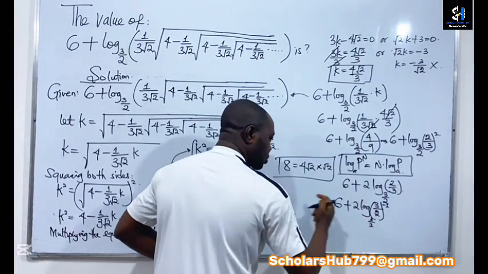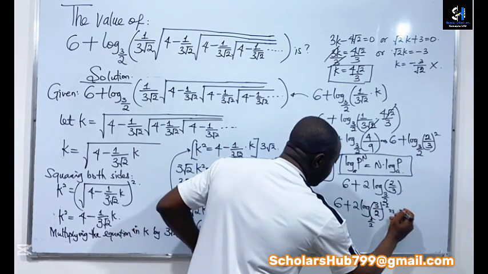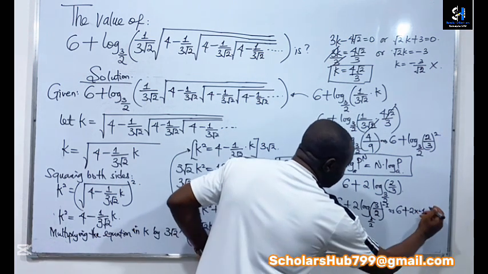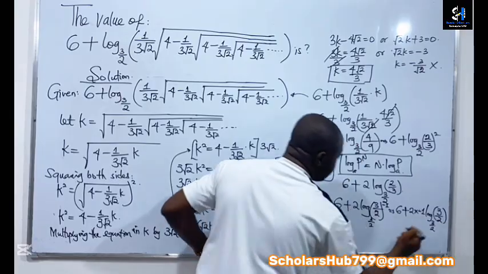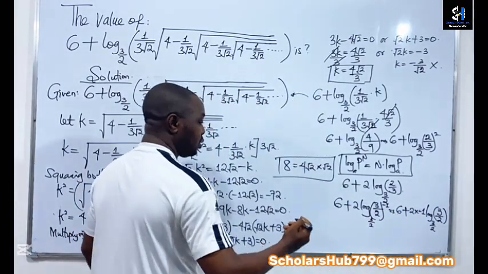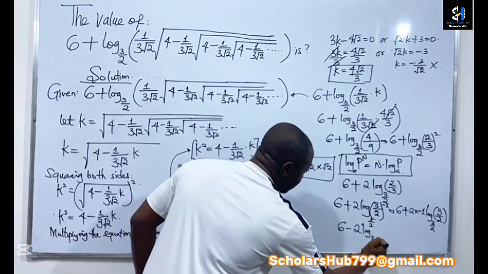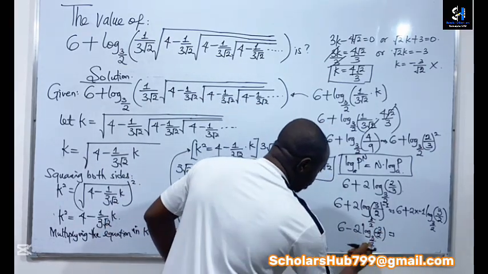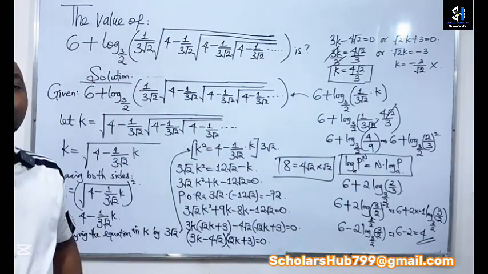Then I will again take the power and multiply it, so this is going to be 6 plus 2 times minus 1, then logarithm to base 3 over 2 of 3 over 2. So 2 times minus 1 will be minus 2. So this is 6 minus 2. Then we have logarithm to base 3 over 2 of 3 over 2, which equals 1, and 6 minus 2 will be equal to 4.